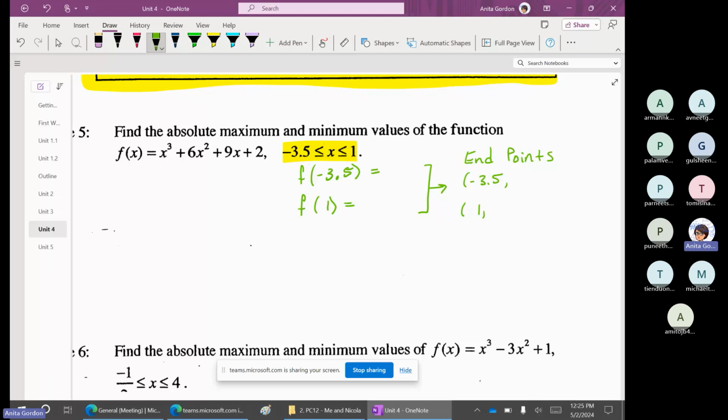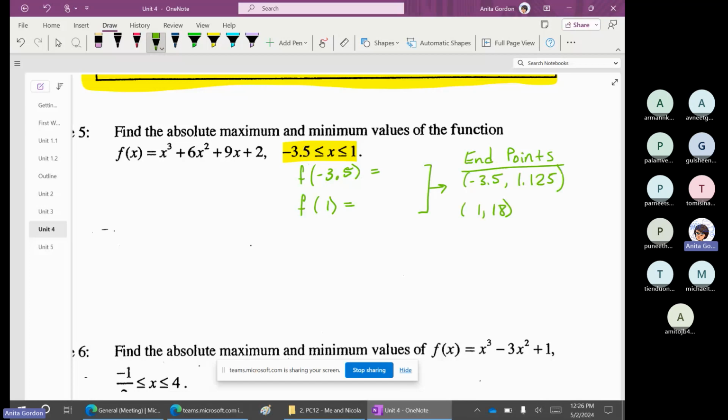You can just shout it out when you got it. Who's got the 3.5? Michael, you look like you're on task. Thank you. Yes, 1.125. Okay, and who's got the 1 value? 7.18. Thank you. Okay, so here are 2 endpoint coordinates.